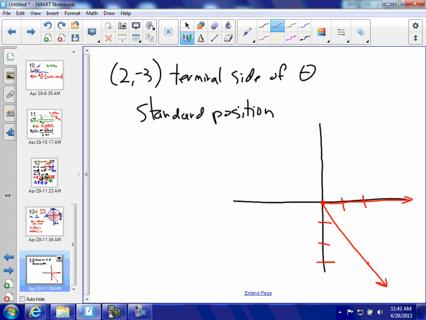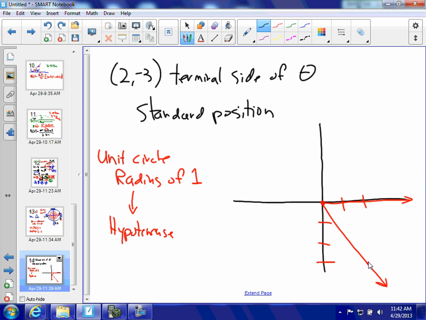Now, nowhere in this problem does it say it's a unit circle. And we know it's not a unit circle because a unit circle, by definition, has a radius of 1. And I know when I have a unit circle, the radius is always the hypotenuse of any right triangle that I'm making. Here I would make the right triangle from this point right here, lifting a perpendicular to the x-axis.